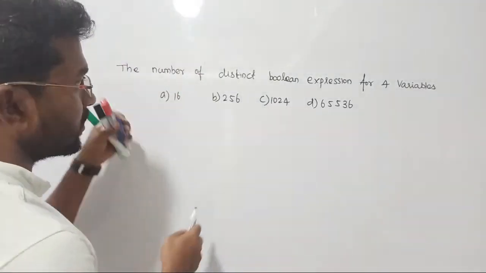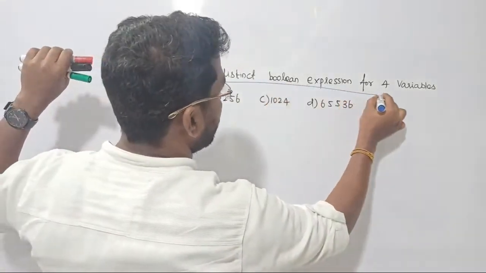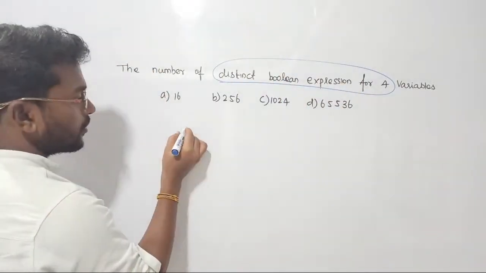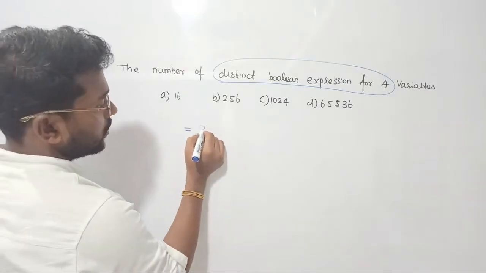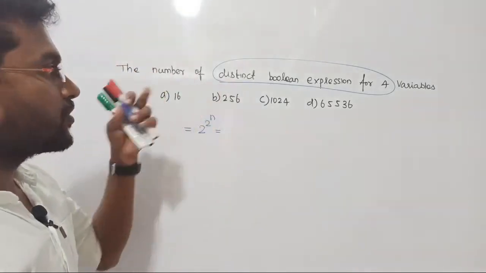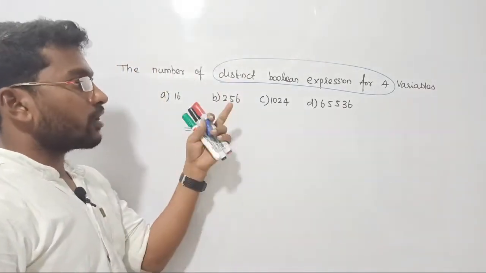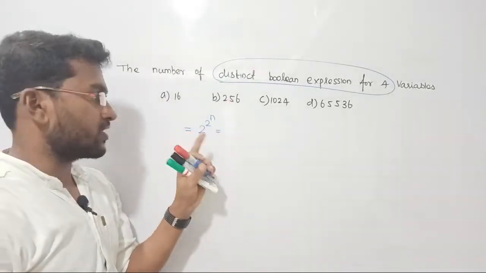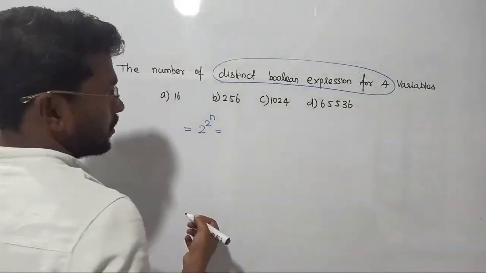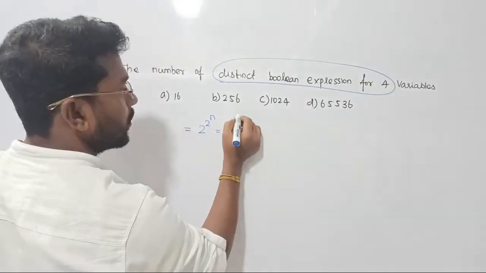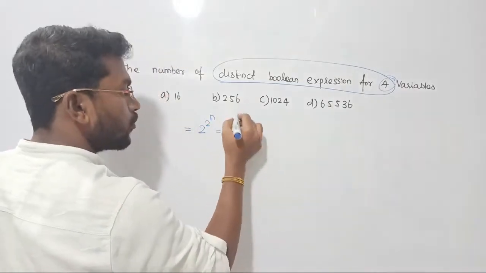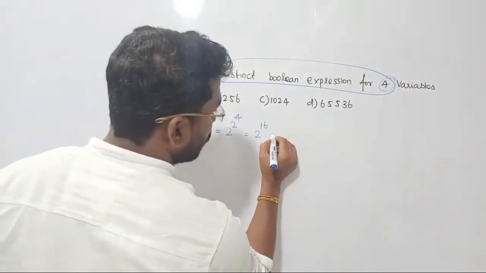Let's see. Guys, listen. We already saw the formula. The number of distinct Boolean expressions for 4 variables. What is the answer? 2 power n, correct? That is the formula we already saw. For n variables, the number of distinct Boolean expressions, or Boolean functions, can be written as 2 power 2 power n. So did anyone post your answer? N equal to 4. They said 4 variables, such that 2 power 4 is 16, right? Yes. So 2 power 16.